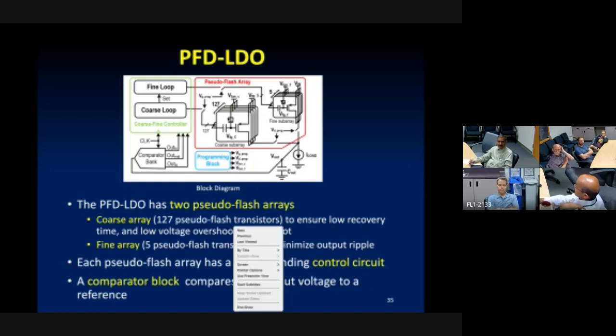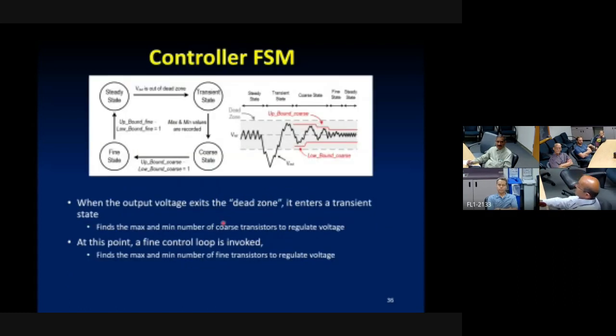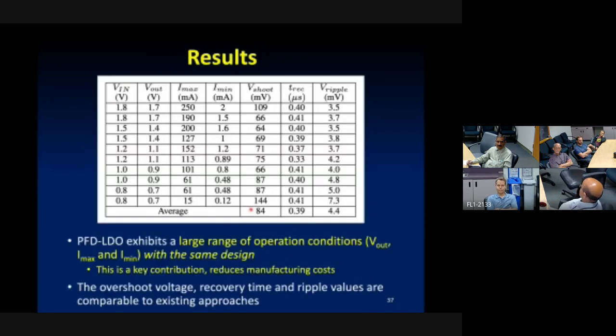Each of these arrays has a separate control unit and a comparator bank and so on. I won't go through the details of the finite state machine for the controller. I'll skip that. We'll go to the results.